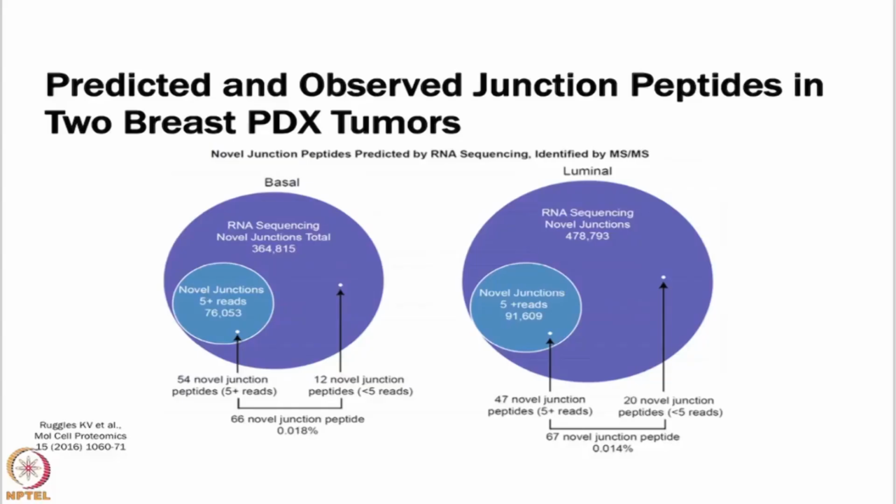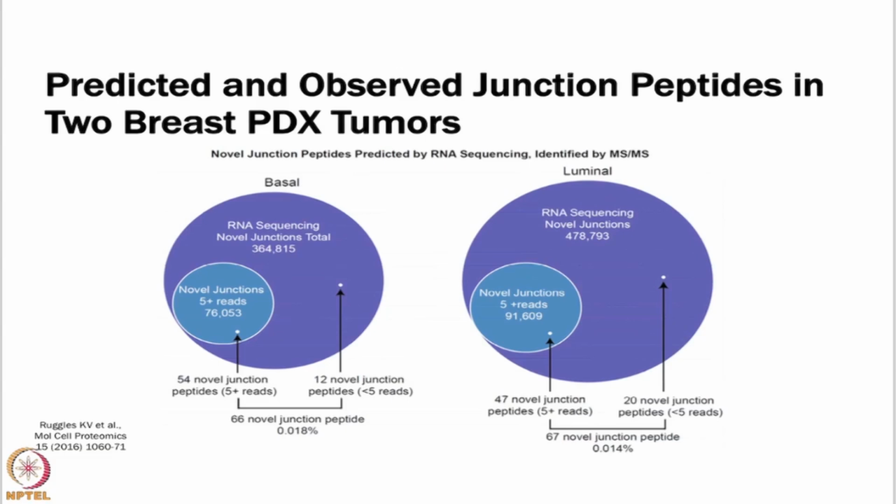We also looked at these novel junctions, if we were able to identify novel junctions in our data. Again, the two different tumors. So the purple is all of the novel junctions that were identified by RNA-seq. The blue is ones that had at least 5 reads. Some of them are just 1 read and probably just garbage, so we wanted to make that clear as well. But you can see these tiny little dots here are the number of novel junctions that we were able to identify at the peptide level.